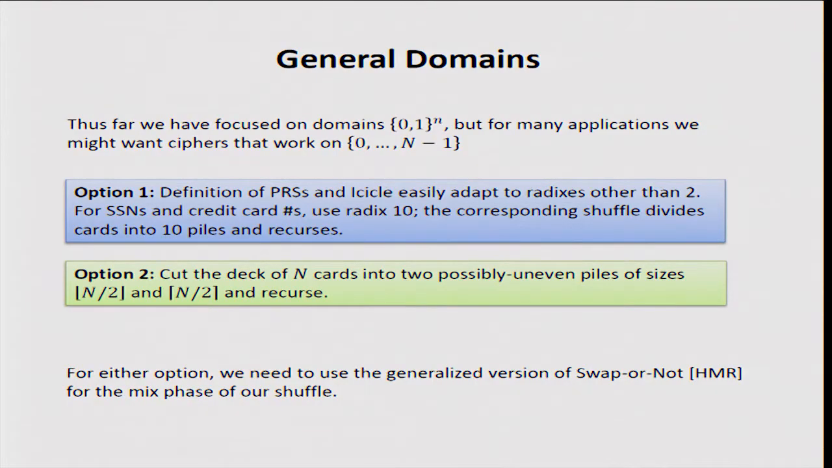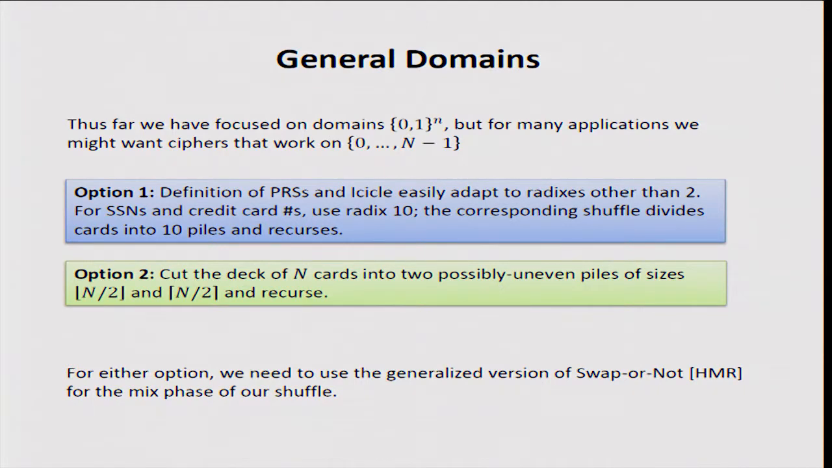Well, you actually have two options here. The first option is probably the simpler one. Everything I talked about easily generalizes to other bases. We focused on base 2 here, but with social security numbers and credit card numbers, it might be best to use base 10.